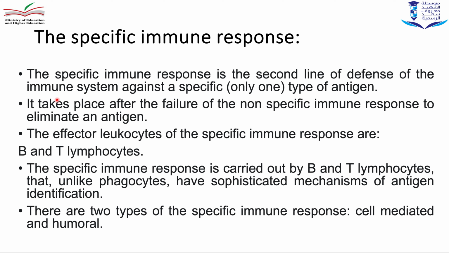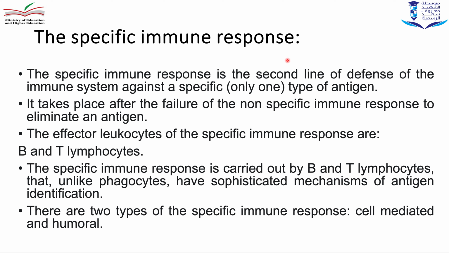So let's take a little introduction about this activity. The specific immune response is the second line of defense of the immune system against only one specific type of antigen. It comes after the non-specific immune response, and it is specific since it's only against one type of antigen. For example, if I have any kind of virus inside my body, the immune response will be only against this type of virus.